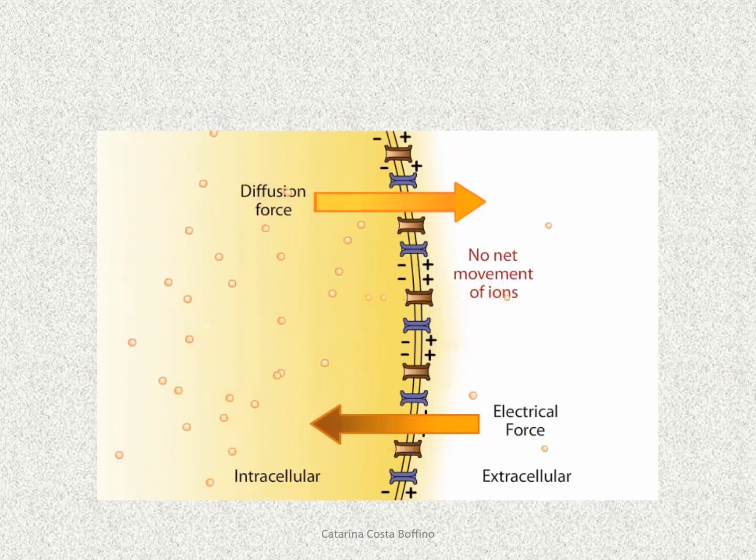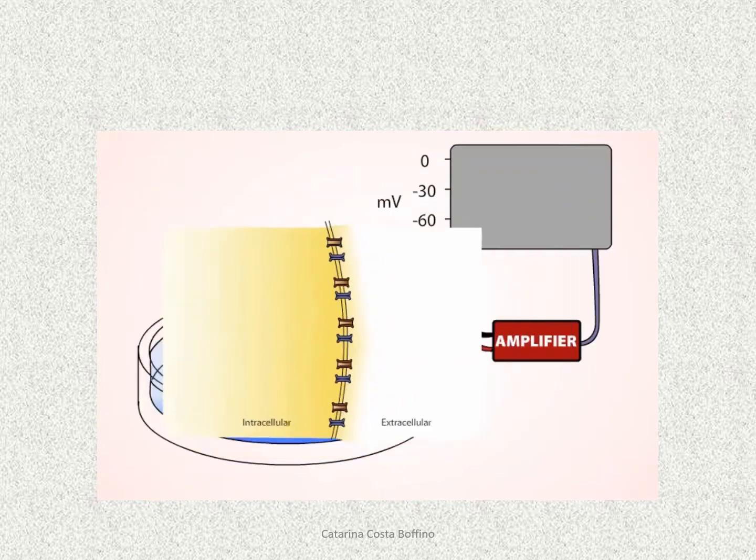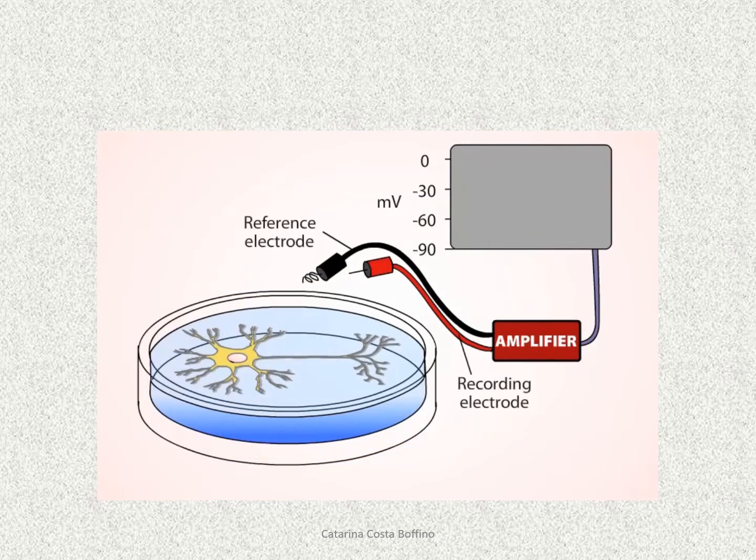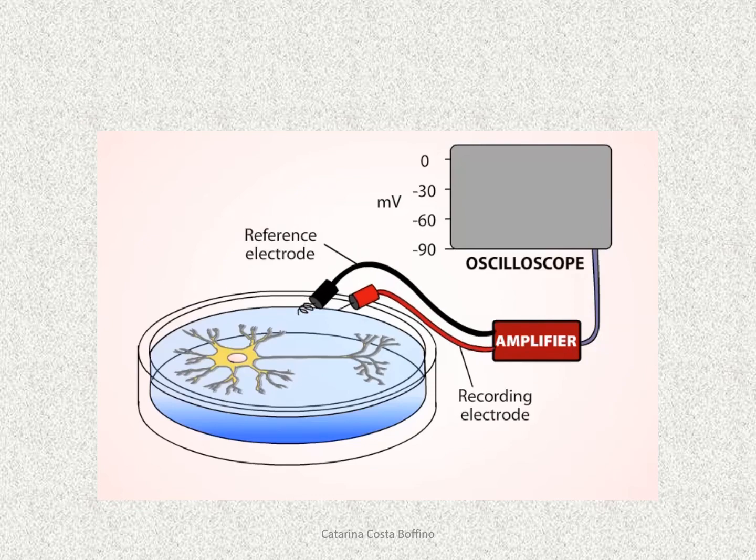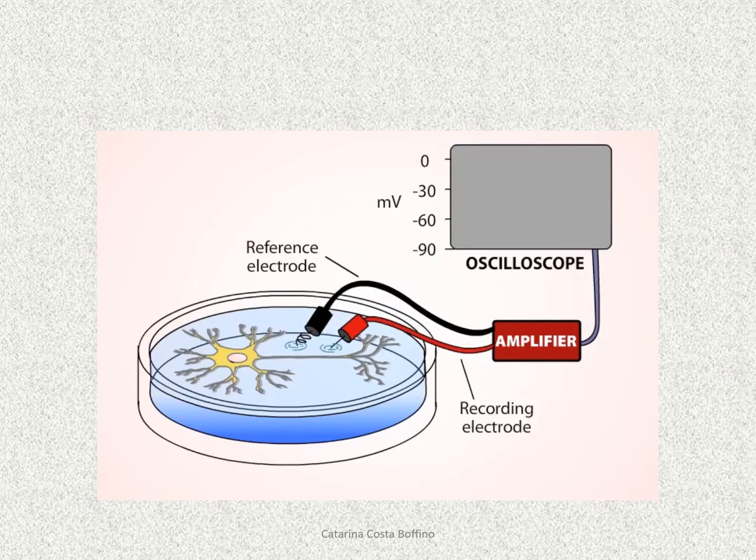The electrical potential across the membrane can be measured using a pair of electrodes. An oscilloscope is used to continuously display the potential difference between the reference electrode and the recording electrode. When both electrodes are in the bath outside of the cell, no difference in potential is measured between them, and the display registers 0 millivolts.